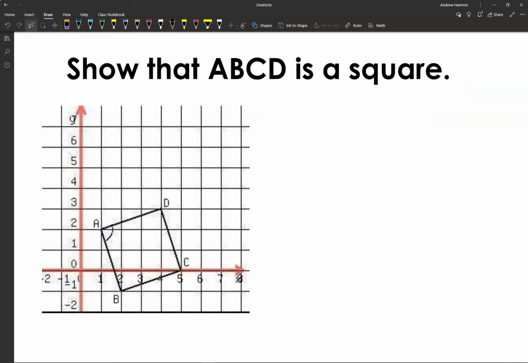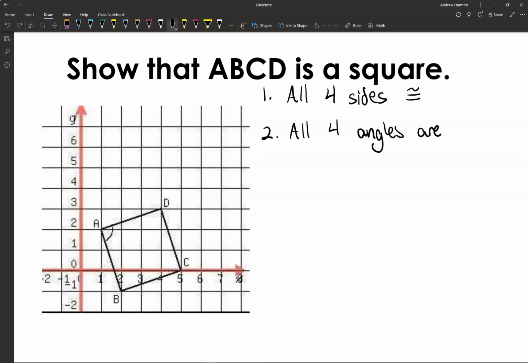So what we need to do to prove that this shape ABCD is in fact a square, we need to prove 2 things. 1, that all 4 sides are congruent. That's that rhombus coming out. But we also need to prove that all 4 angles are 90 degrees. So to do the all 4 sides congruent, that's just the distance formula, or the Pythagorean theorem, however you want to think about it.